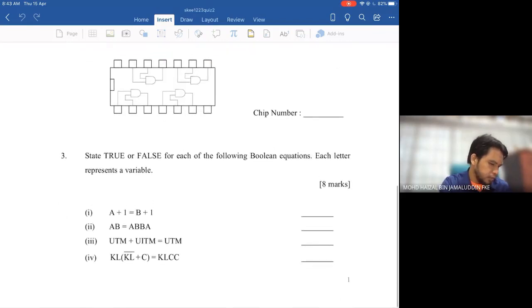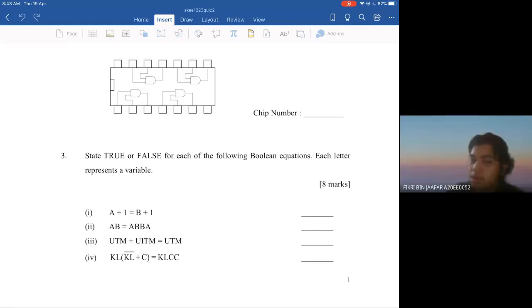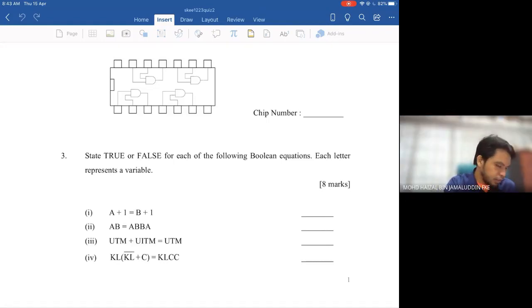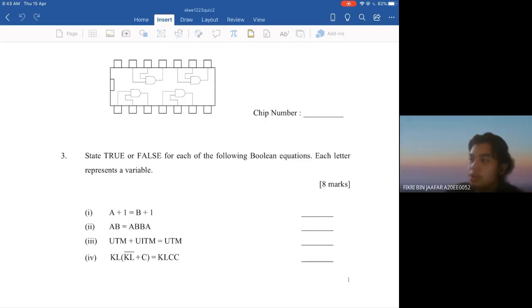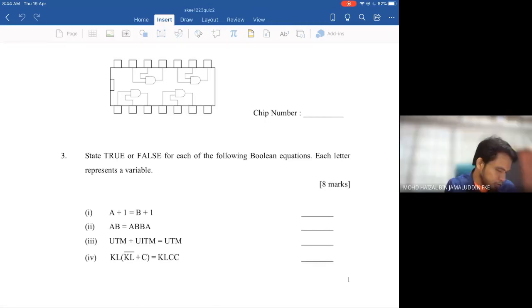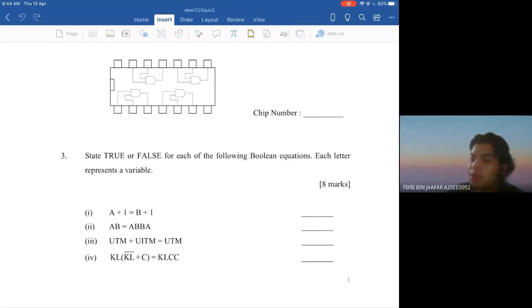Okay, so this is just a quiz. State true or false for each of the following Boolean equations. Okay, A plus 1 is equivalent to B plus 1. Betul ke? Betul. Alright. Okay, AB is equivalent to BA. Betul. Okay, UTM plus UITM is equivalent to UTM. Betul. Betul.